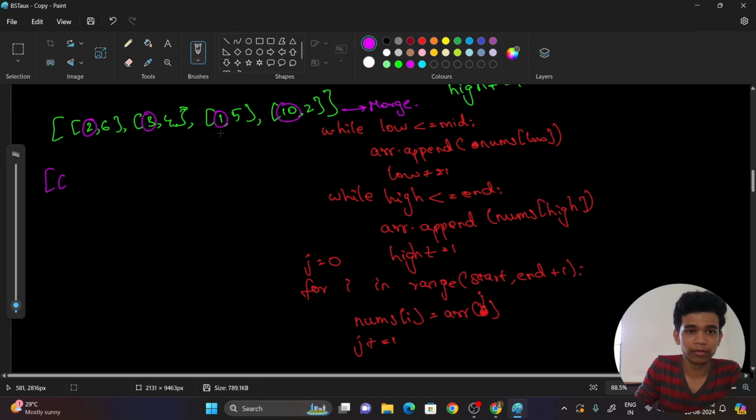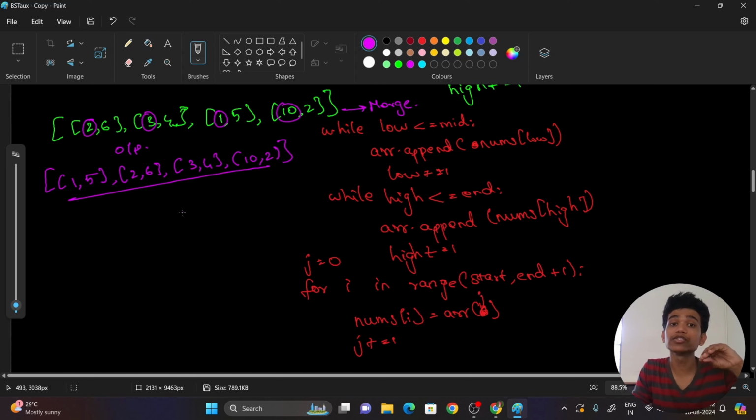First of all, this 1 is smaller, right? So put 1 first. Then 2 is smaller, so put 2 next. Then 3 is smaller, put 3 next. Then put 10, so 10 is the last. Can you understand this? So this should be my output. So this is one type of sorting question.